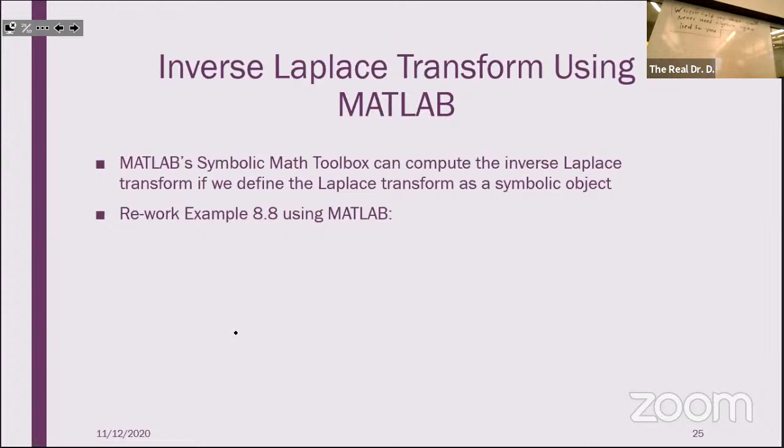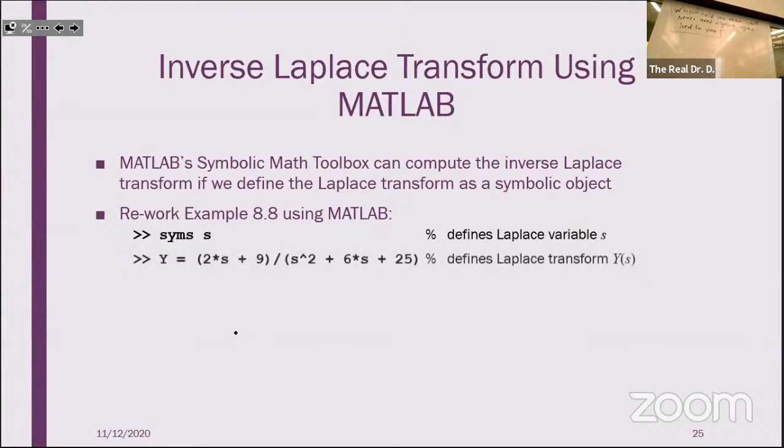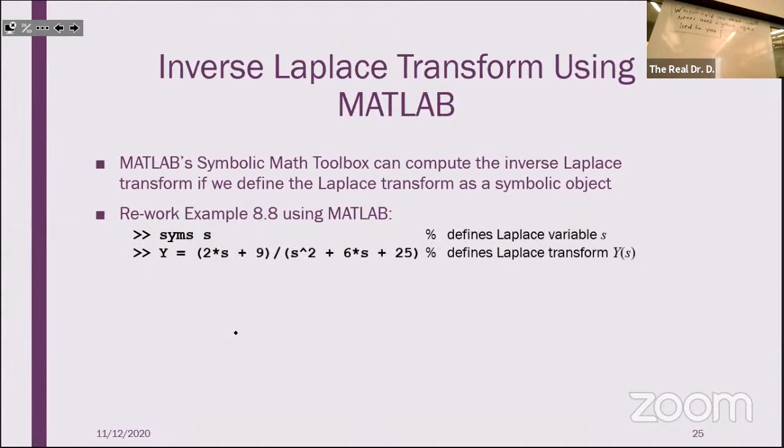So we're going to rework example 8.8 from the text using MATLAB. What are we going to say? We're going to say syms s, so I am using my symbolic toolbox, defining s as my symbol. Then I set up my function, so Y of s is equal to (2s plus 9) over (s squared plus 6s plus 25). This is the one that we just did. So that will define my Laplace transform.